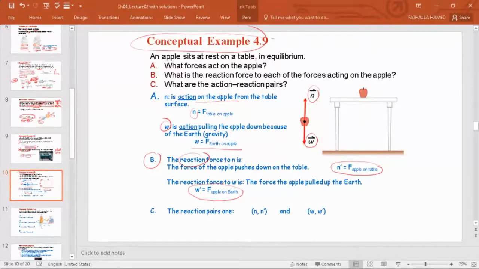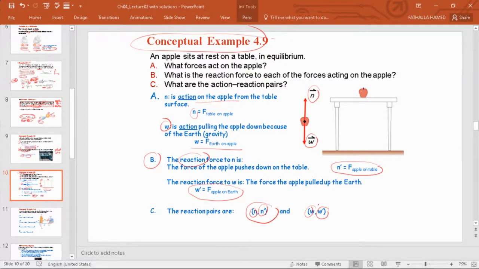And you may say this is not possible. The apple is small, the earth is bigger. But that's the way you look at it in Newton's third law. So the action-reaction pair here is N and N prime. N is basically the action, which is coming from the table, and N prime is the effect of the apple on the table. And W here is an action, and W prime here is the reaction, which is the effect of the apple on the earth. So that's how you look at it.